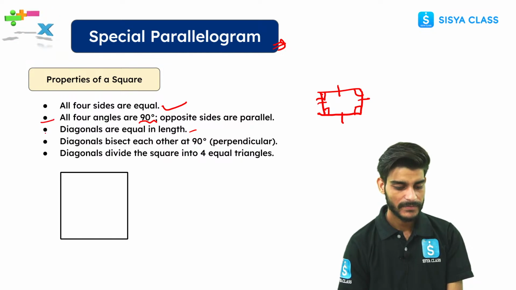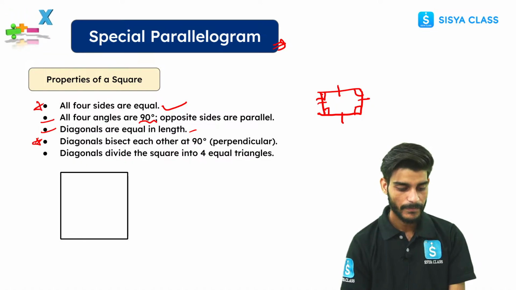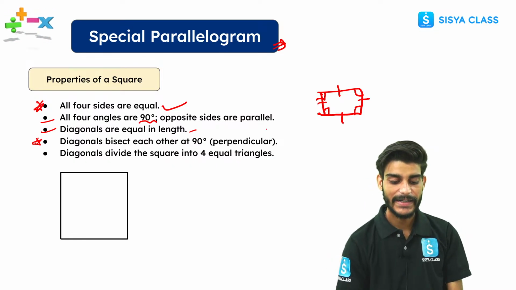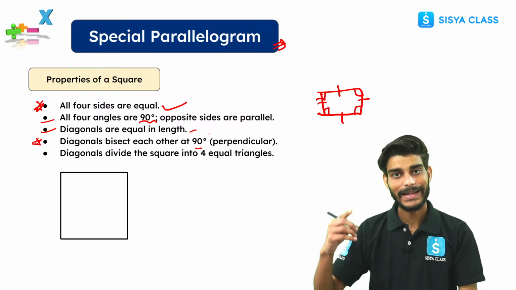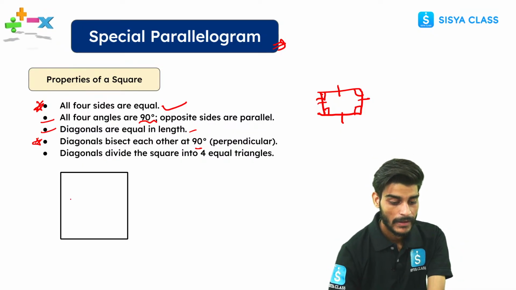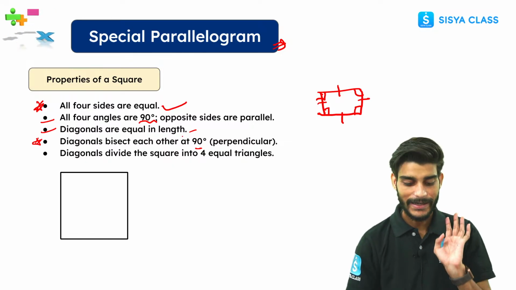But this one is an extra property, and this one also. All four sides are equal here, and the diagonals bisect each other at 90 degrees, right? But in a rectangle, the diagonals do not bisect at 90 degrees. The last one is that the diagonals divide the square into four equal triangles.